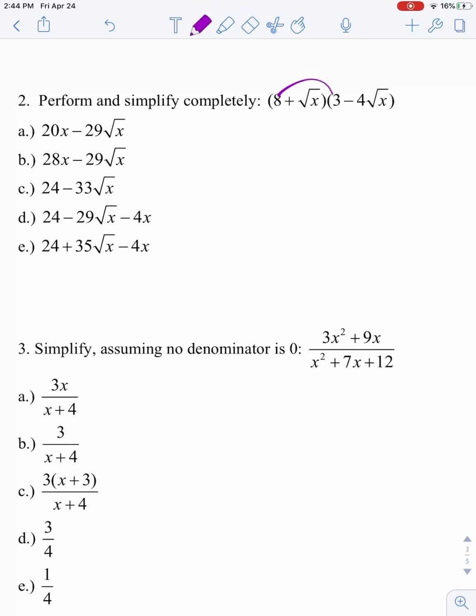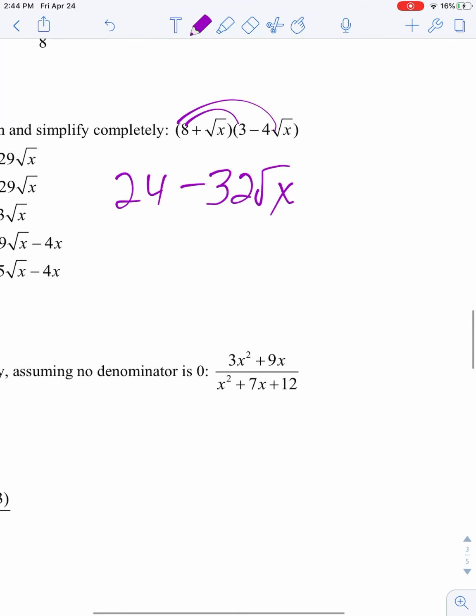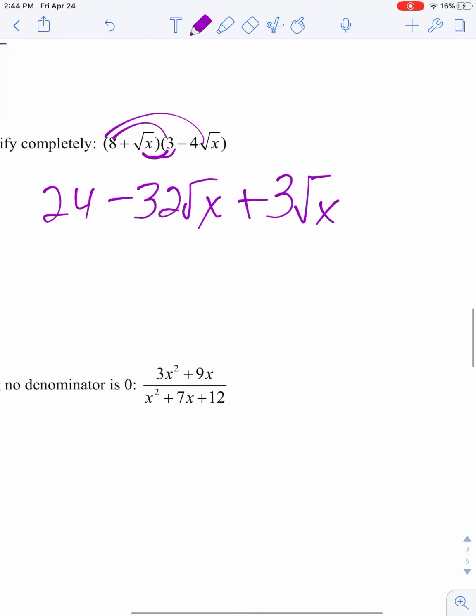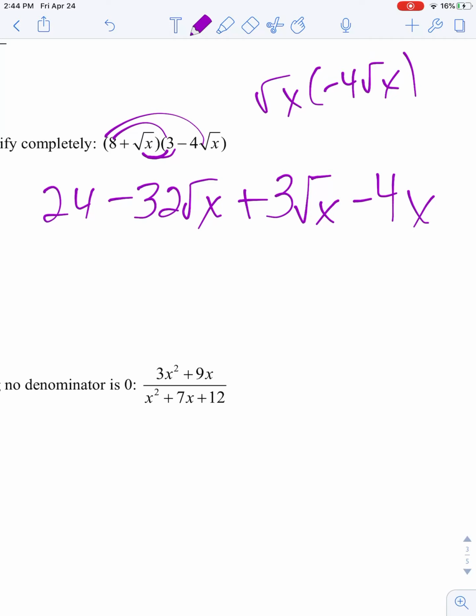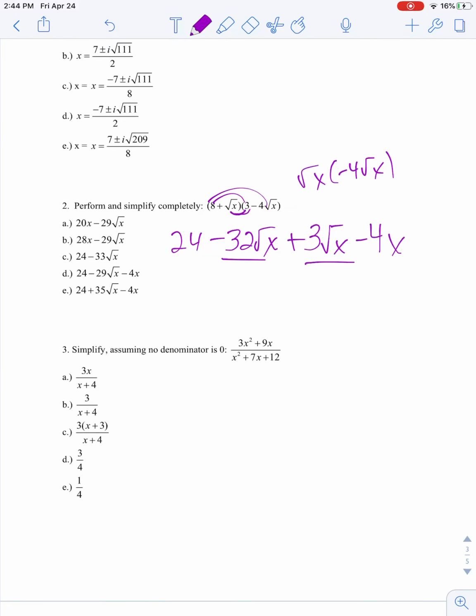I suppose. 8 and 3 is the 24. Here, I'm multiplying outside with outside, inside with inside. Now I'm going to distribute the root x. So root x, that's 3 times root x. And then root x times negative 4 root x is going to be minus 4x. And then you can combine the like terms and get the answer on that.